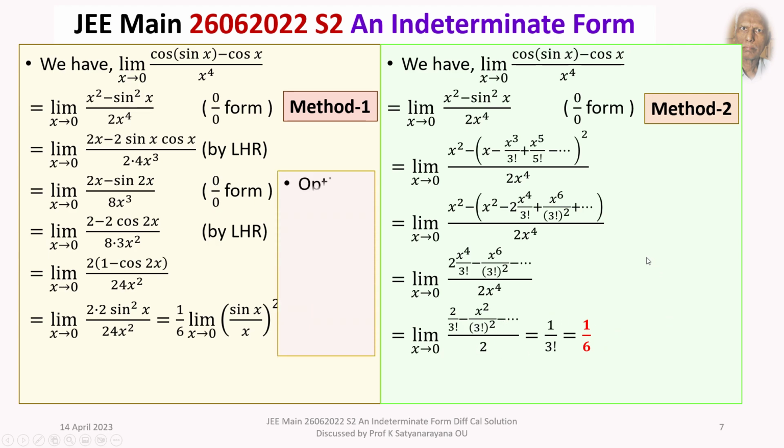Let's look at our options. Our answer 1 by 6 appears against option C. Therefore, the answer for this question is option C.